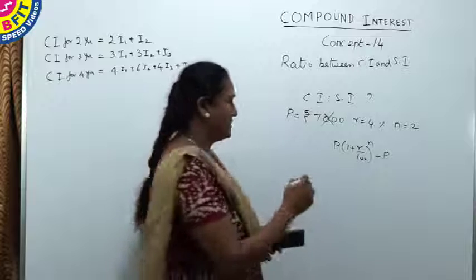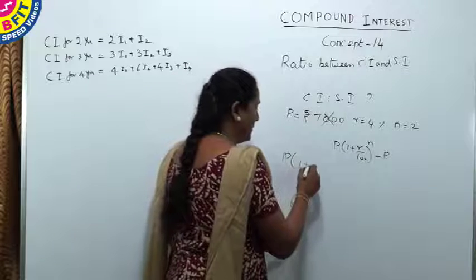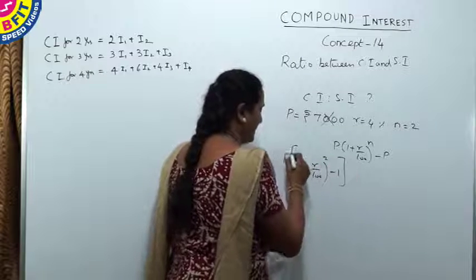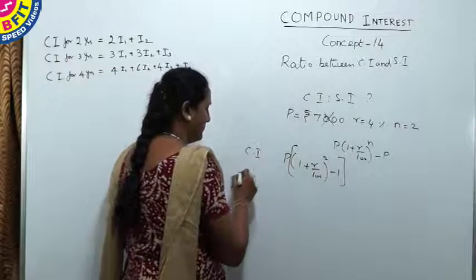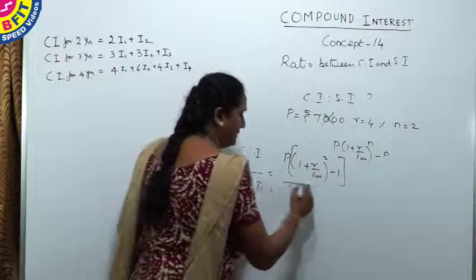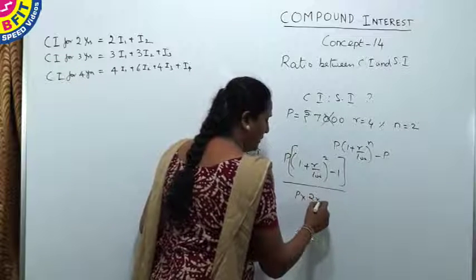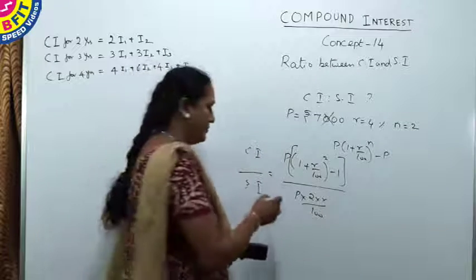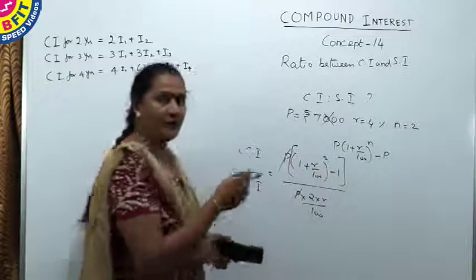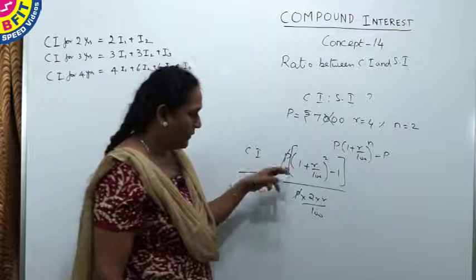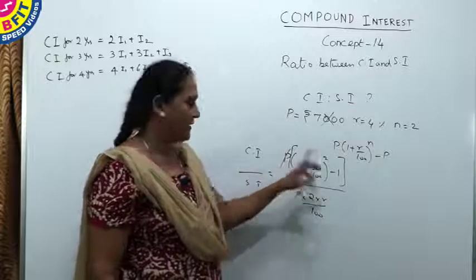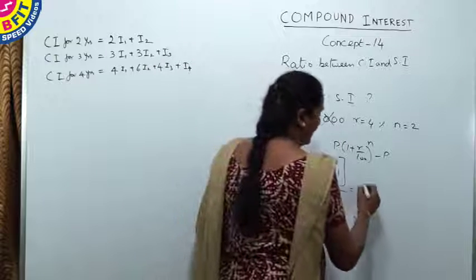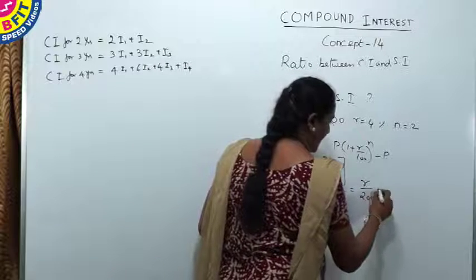Here compound interest for 2 years is P into (1 plus R by 100) whole square minus 1. So this is CI, and SI will be P into 2 into R by 100. When you are finding the ratio, this working is independent of the value of the principal, it gets cancelled. Now when you expand this, (A plus B) whole square minus 1, and divide by 2R by 100, finally you will end up with R by 200 plus 1.